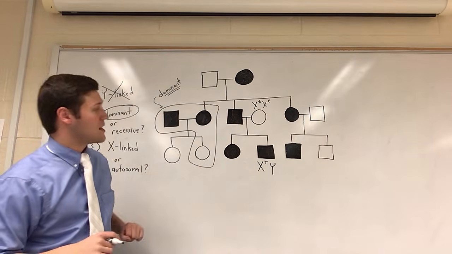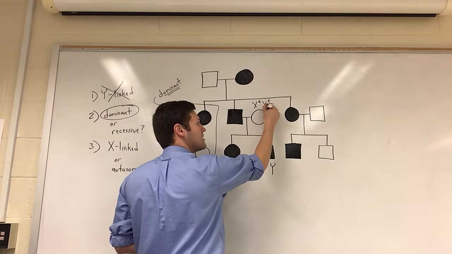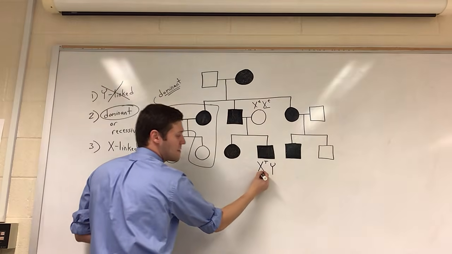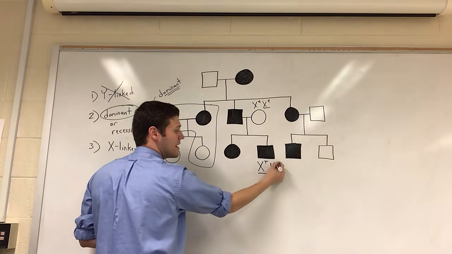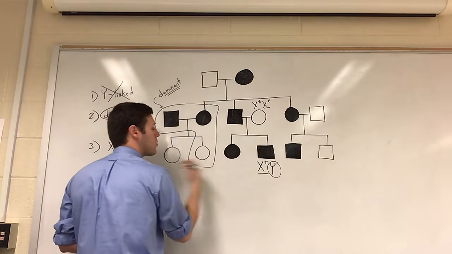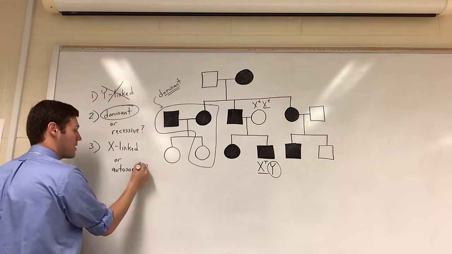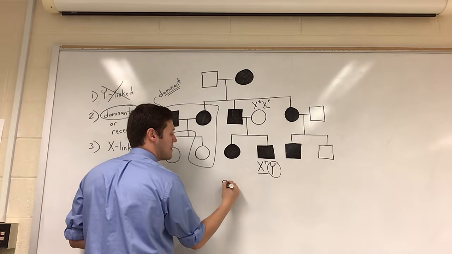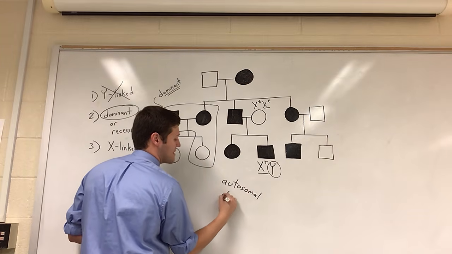So in this circumstance, this would not be possible because we have an X little t and an X big T. That X big T had to come from somewhere. Wasn't the dad because the dad gave the Y. So this is not possible. So therefore, we can eliminate X-linked dominant as a possibility. So therefore, it has to be autosomal dominant. Autosomal dominant.